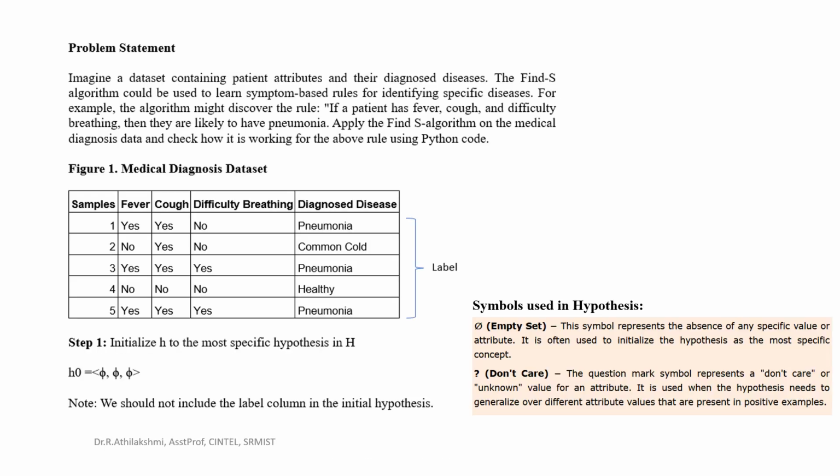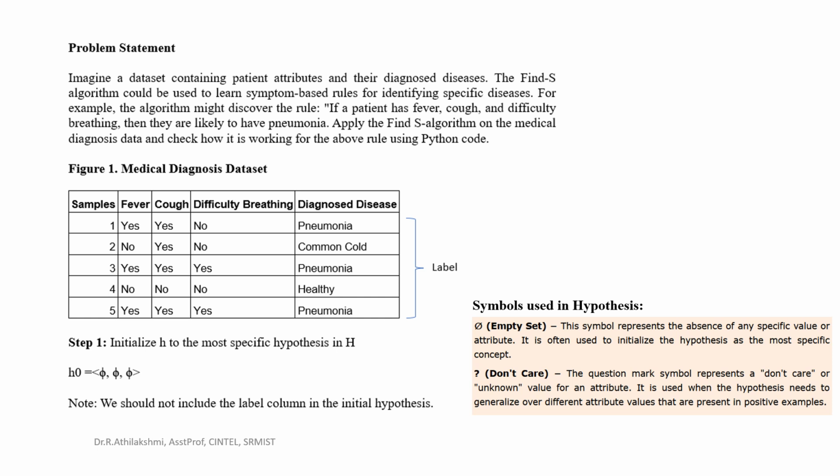Read the given problem. Imagine a dataset containing patient attributes and their diagnosed diseases. Here, the dataset we are considering for our lab exercise is a medical diagnosis dataset. In this medical diagnosis dataset, you have 5 samples and 4 attribute columns. We are going to apply the Find-S algorithm, which is used to learn symptom-based rules for identifying a specific disease.